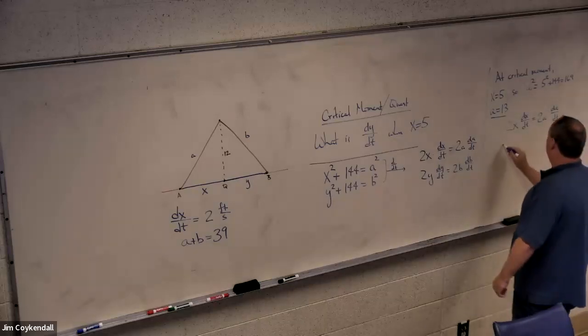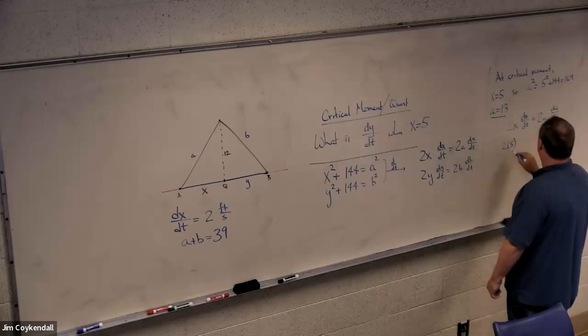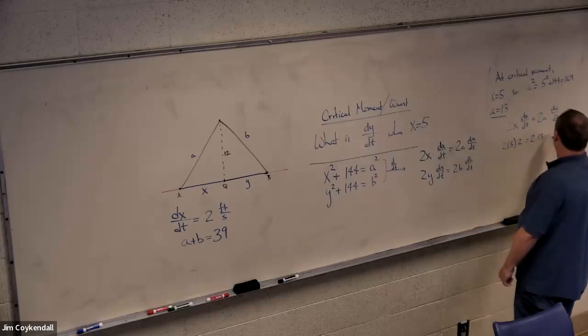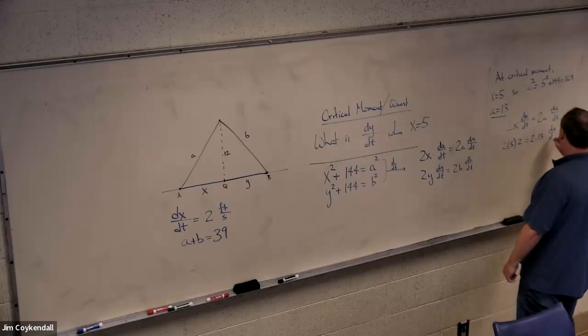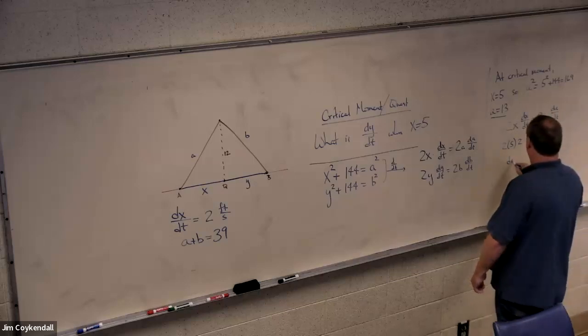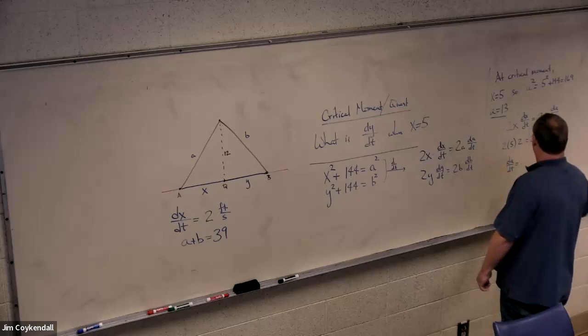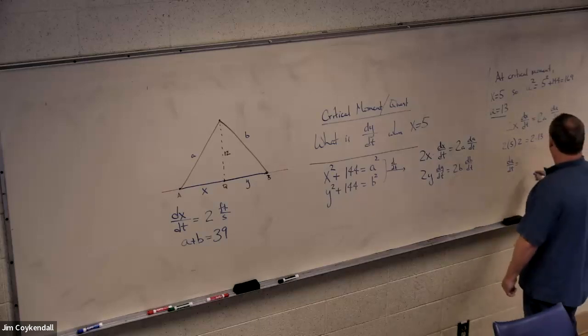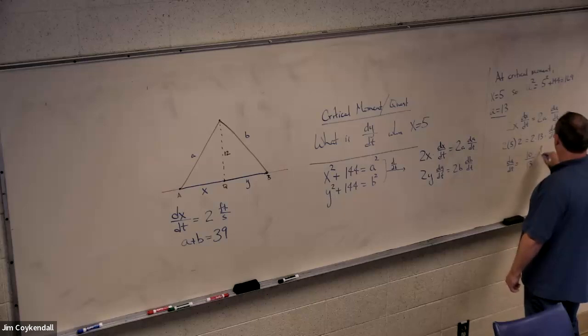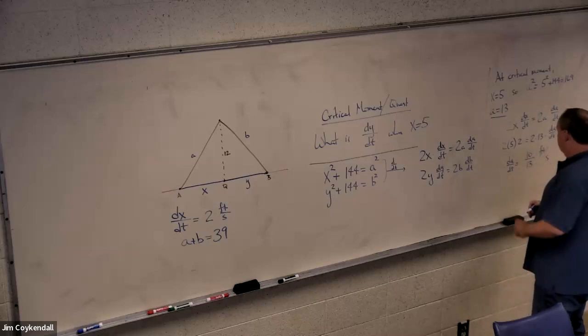So this is 2 times 5 times 2, versus 2 times 13 times dA/dt. And so I guess that's what, 10 versus... That should be 8%.